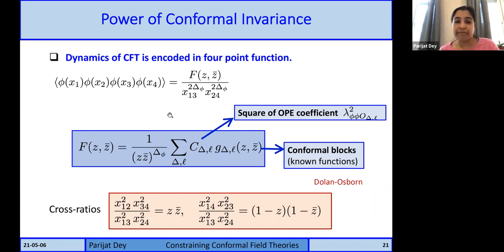So this is completely fixed from symmetry. And this function f(z, z bar) can be written like this. So we have a sum over delta and L, which are the quantum numbers, the operator dimension and the operator spin. And the coefficients here are known as the squared OPE coefficients of the operators getting exchanged with dimension delta.